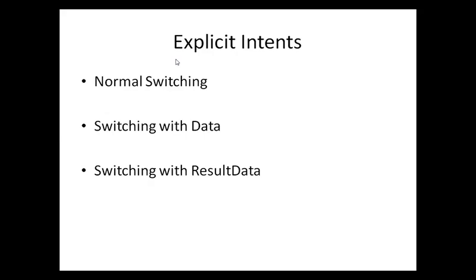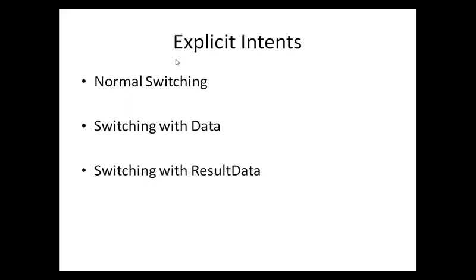So coming to explicit, we again have three things. One is normal switching, the second one is switching with data, and the third one is switching with result data. So first, what is normal switching? In my first activity, I created one button. In my second activity, I created one more button. When I click the first activity button, you navigate to the second activity. When I click the second activity button, you navigate to the first activity. That is normal switching.